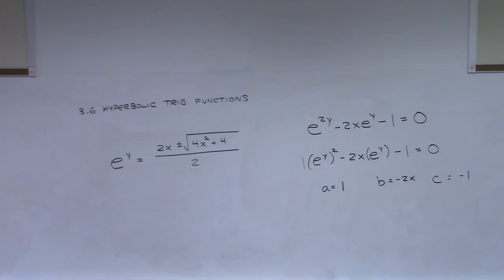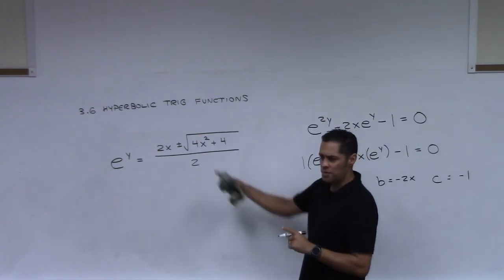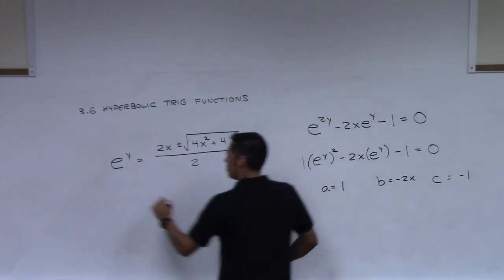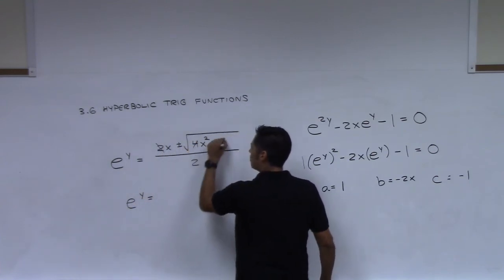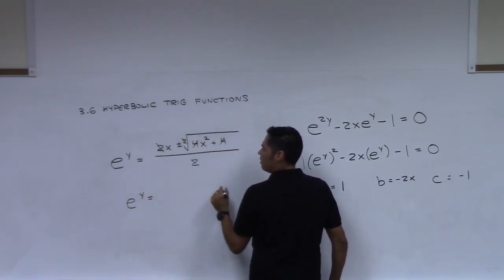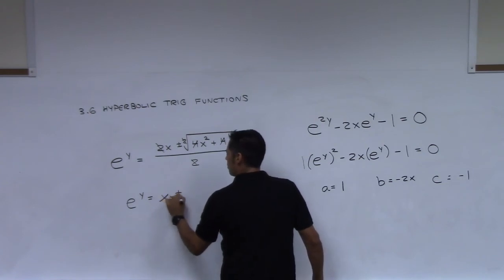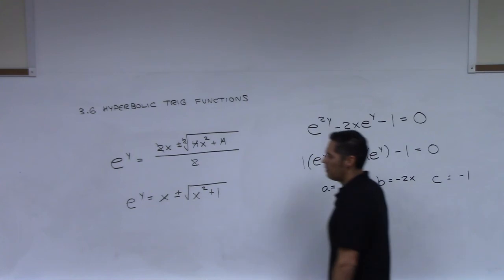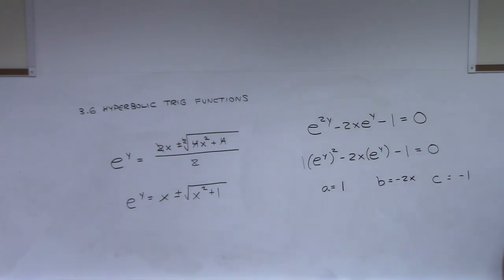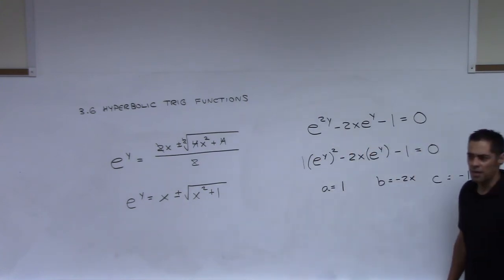All right. Do you see that 4 underneath the root on both terms? Factor it out and then pull it out of the root. And when it comes out of the root, it will be a 2, won't it? And won't all the 2's cancel then? So e to the y equals, that 2's gone, this 4 is gone, it came out as a 2, so it's gone. So all you have is x plus or minus the root of x squared plus 1, right? And now the last step is to take the natural log on both sides.